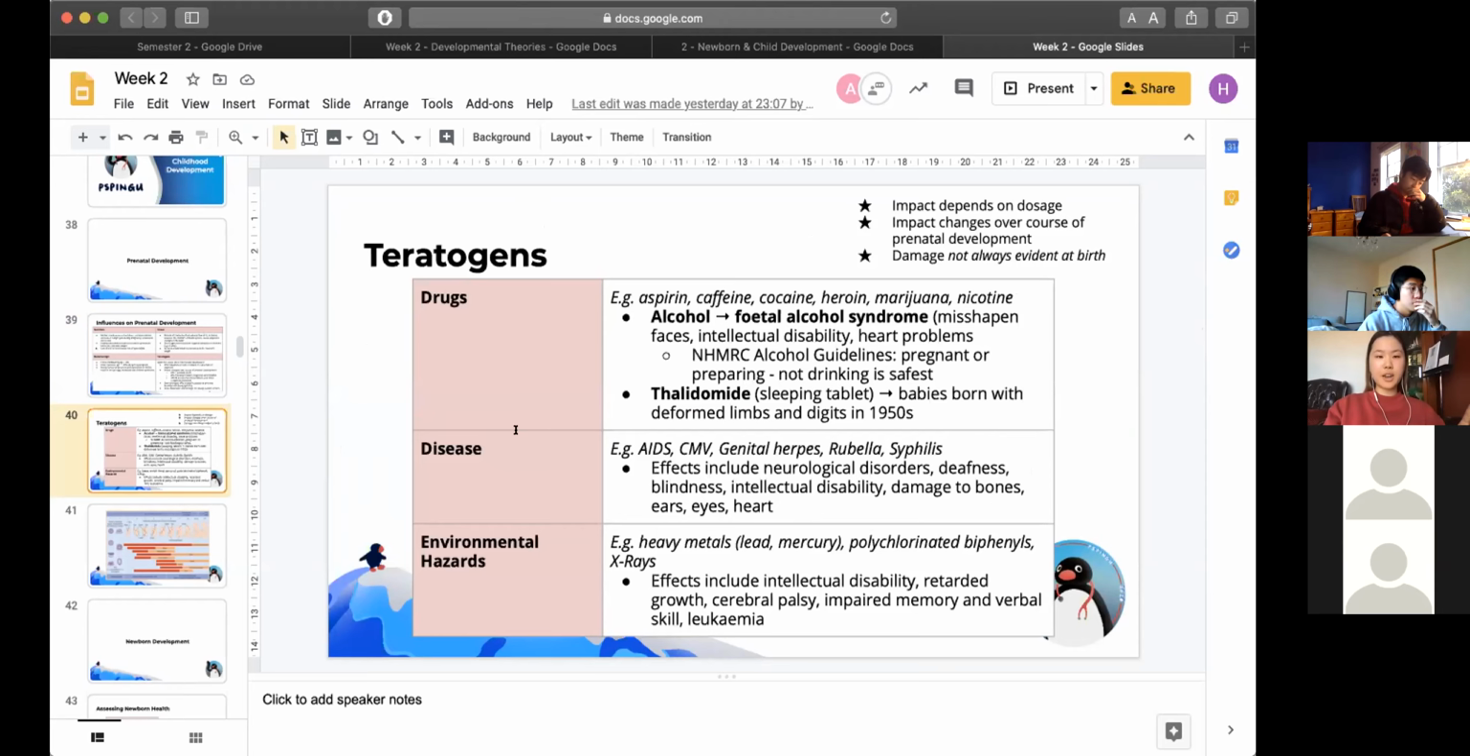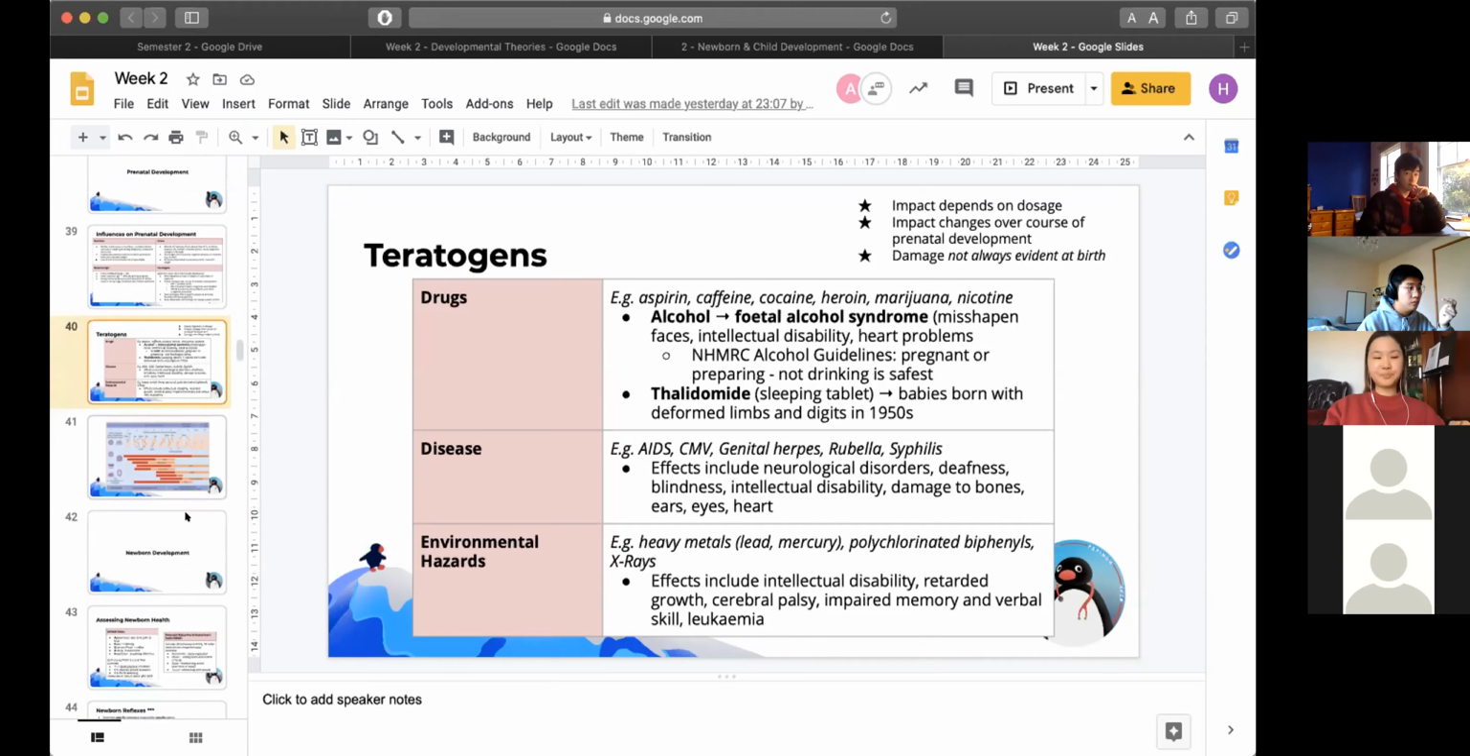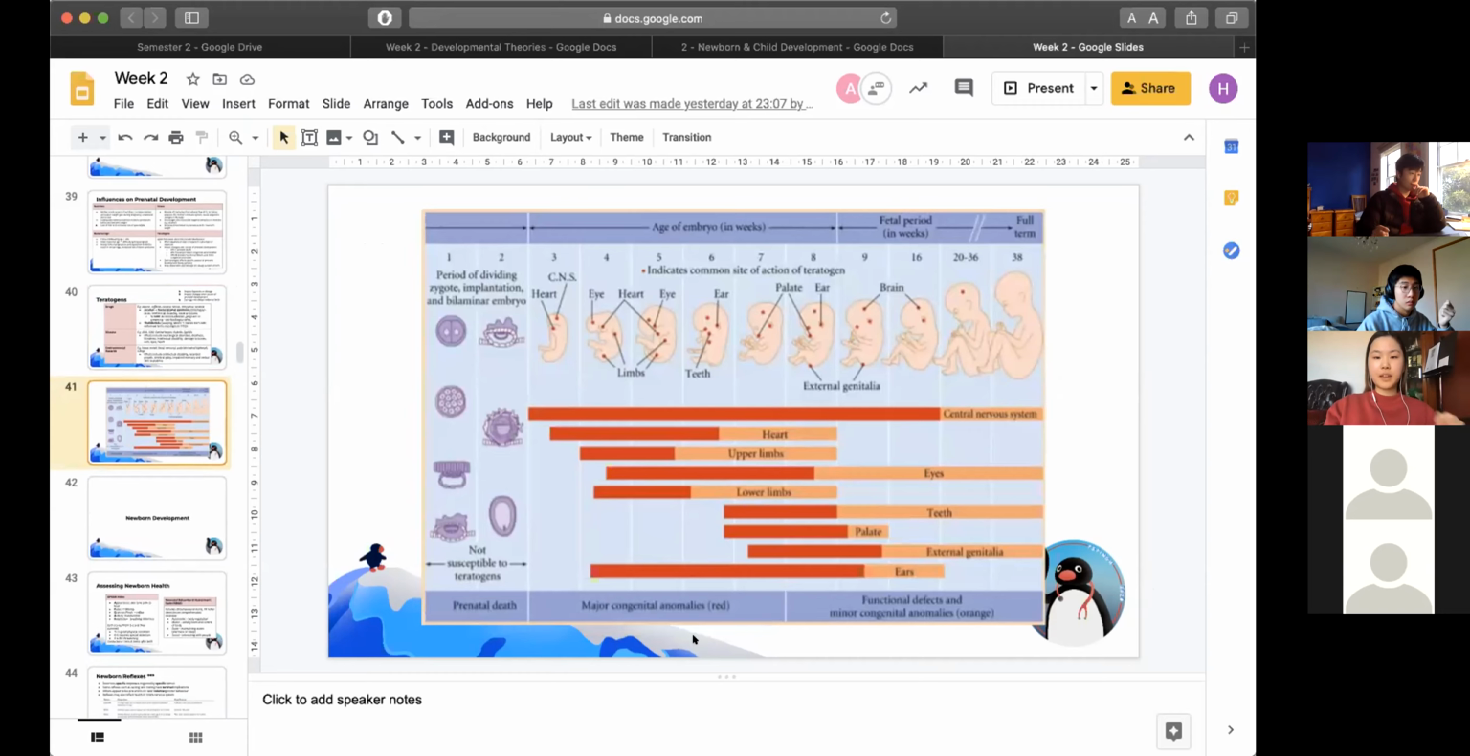So we've got 3 major categories: drugs, disease, environmental hazards. You guys can go through this. The one that they do mention a lot in the lecture is thalidomide, which is the sleeping tablet. It was a sleeping tablet that was prescribed to mothers in the 1950s, and it causes babies to be born with deformed limbs and digits, and it was a huge scandal, a really big deal. And yeah, that's the diagram.